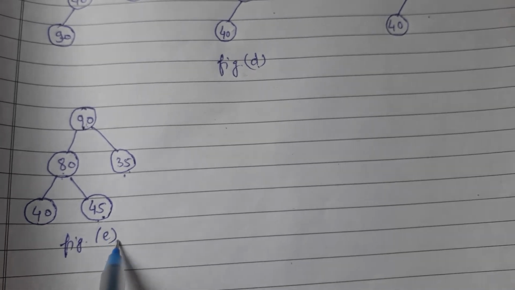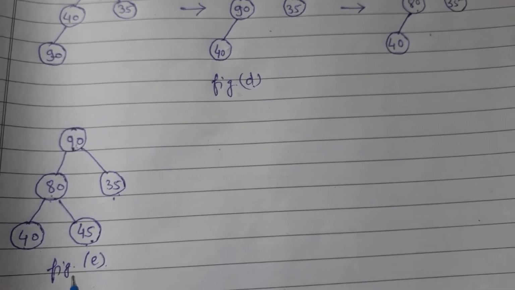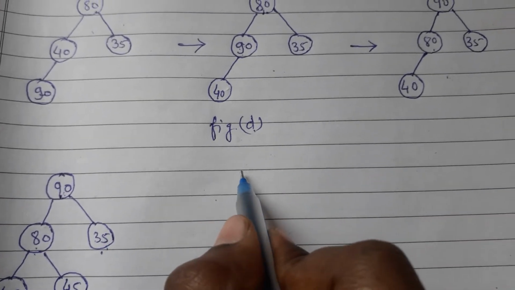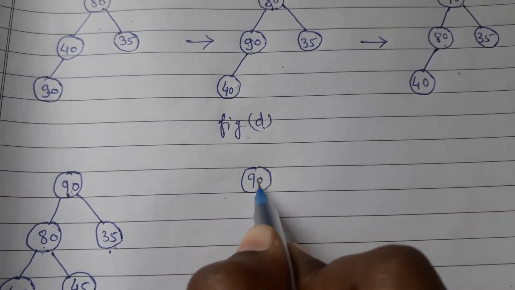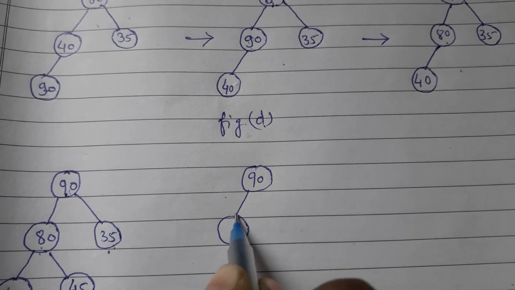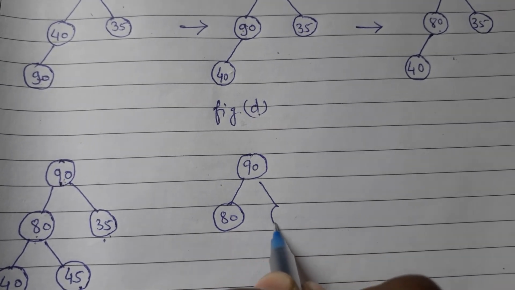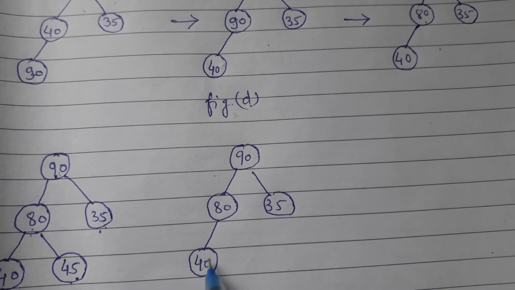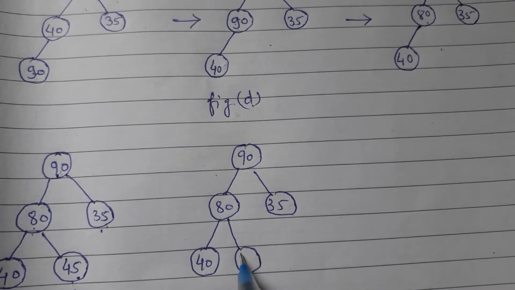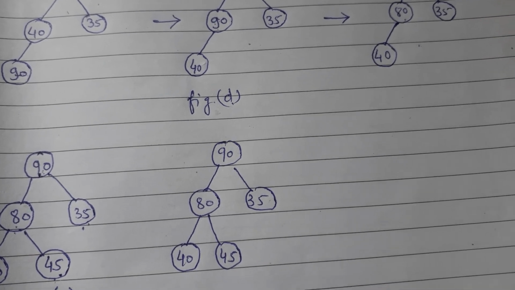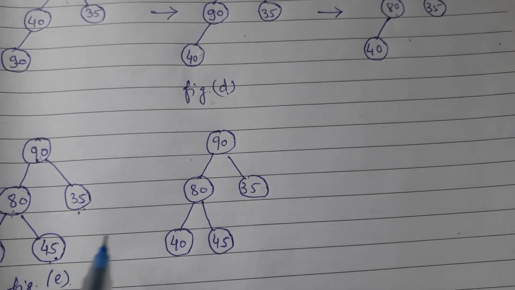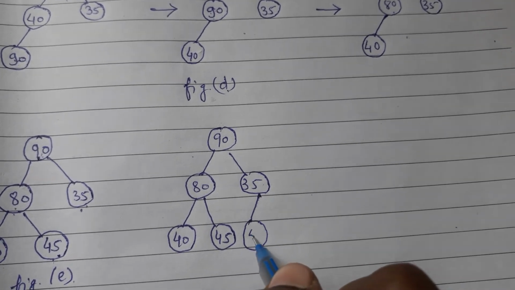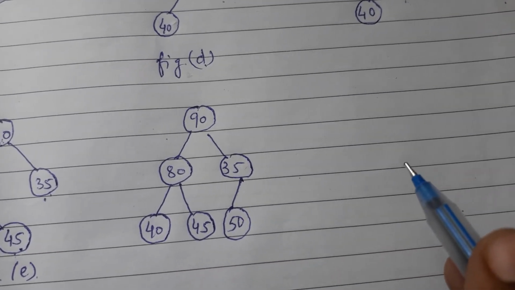Now after this we have to add the next number, that is 50. Now within the same figure we have to add 50. So here we will draw the same figure. Here when we have to insert 50, then when we insert any element, we will insert it from left to right. So here 50 will be the left child of 35.